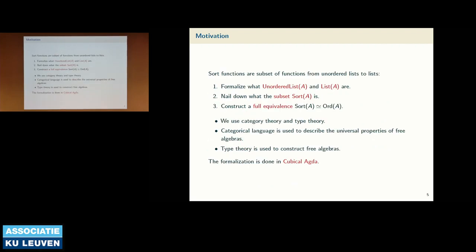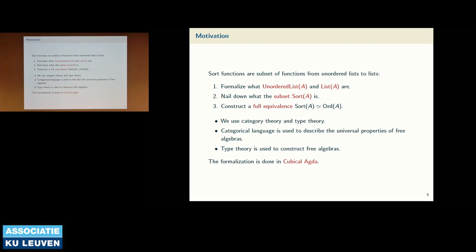Sort functions are basically just a subset of functions from unordered list to list. In order to prove such an isomorphism, first we need to formalize what unordered lists and lists are. And then we need to lay down what the subset sort is. In other words, what does a sorting function satisfy that a normal function from an unordered list to list doesn't? And finally, we want to construct our full equivalences.